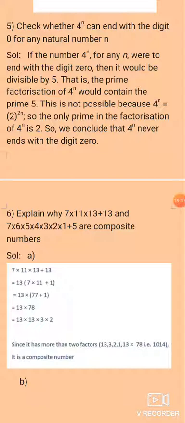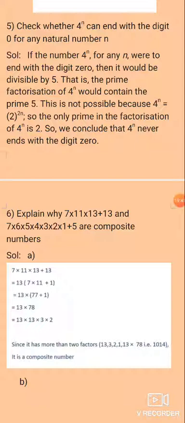Okay. Now how many terms are here in 7 into 11 into 13 plus 13? In this expression, how many terms, students? Yes, 2 terms. The terms are divided by the plus sign or minus sign. So the first term is 7 into 11 into 13. Second term is 13. From these 2 terms, which one is the common factor? 13. So take the common factor outside.